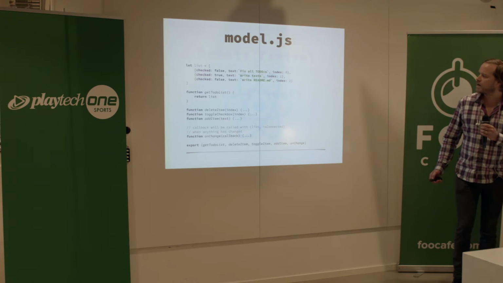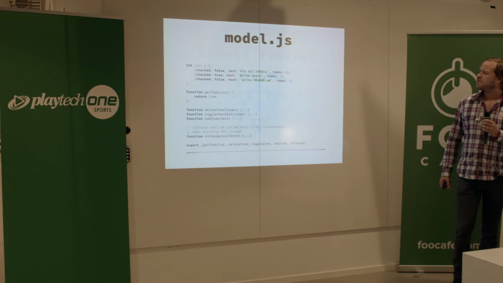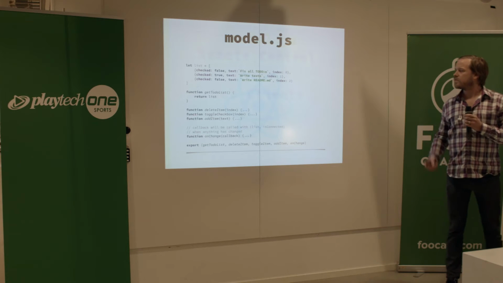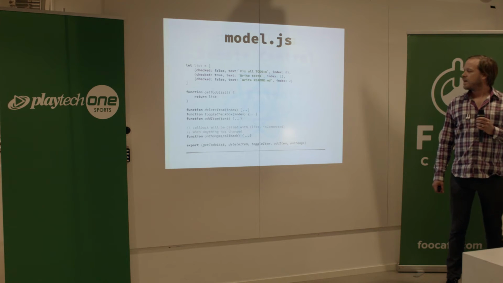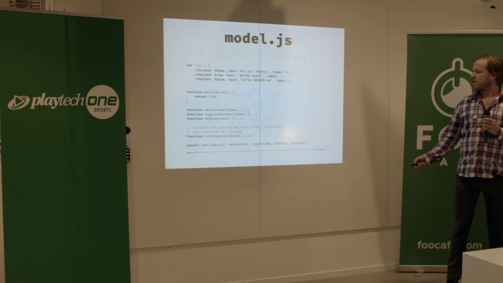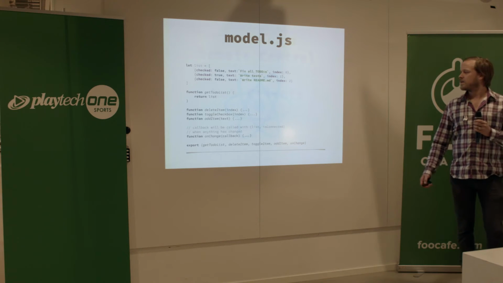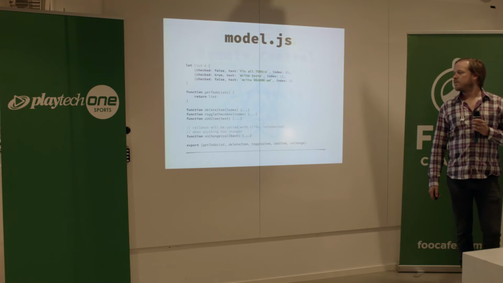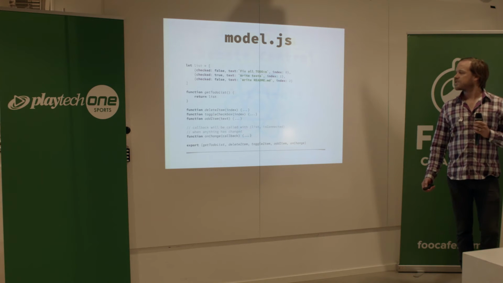And then we have an onChange. So the idea here is that we have one model that you can subscribe to changes on by calling onChange and passing in a callback. And we will basically call this callback with the list whenever anything has changed.